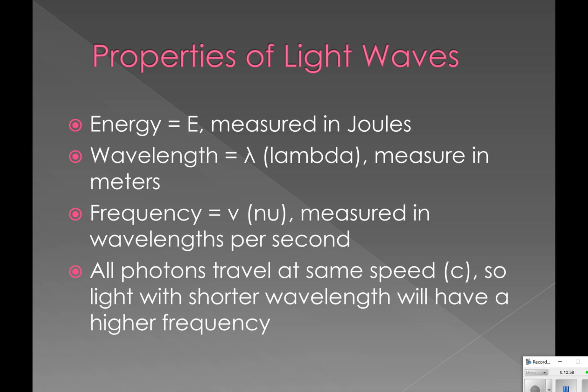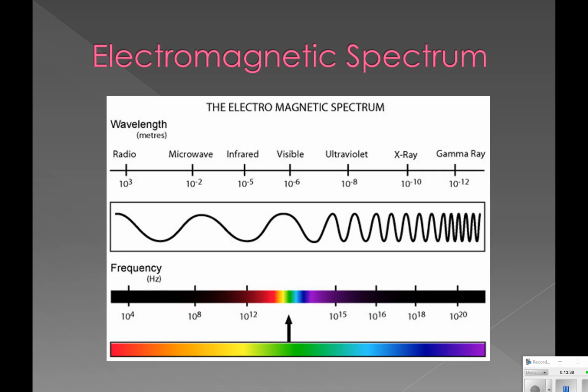Now a little bit about light waves themselves. We measure them in energy, which is measured in joules. We can measure the wavelength between waves, otherwise known as lambda, which is measured in meters. We can measure the frequency, represented by nu, measured in wavelengths per second, how many wavelengths are passing a particular point, and the frequency and wavelength and energy are all associated to each other. And all photons of any type are going to travel at the same speed, which is the speed of light. So light that has a shorter wavelength is going to have a higher frequency, and vice versa. And we'll take a look at what that means on our graph here.